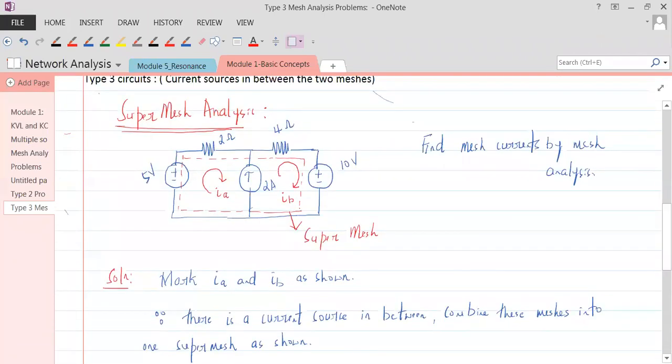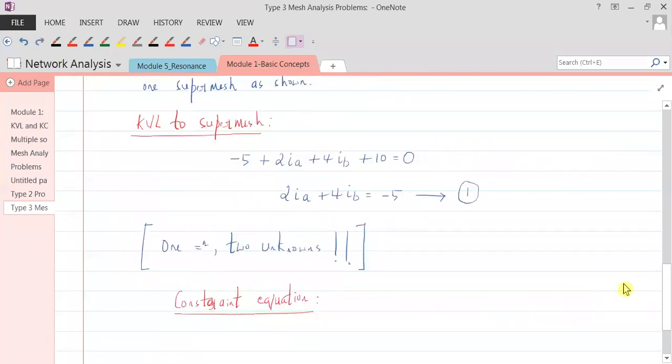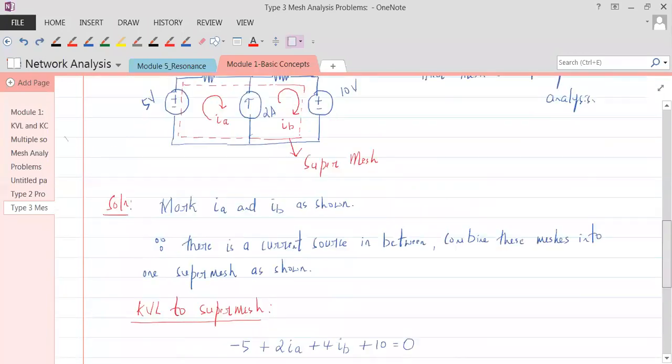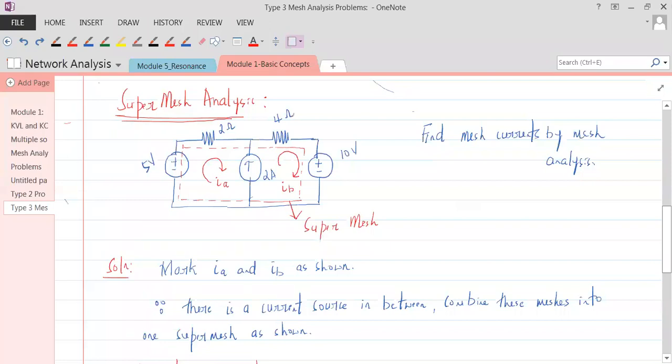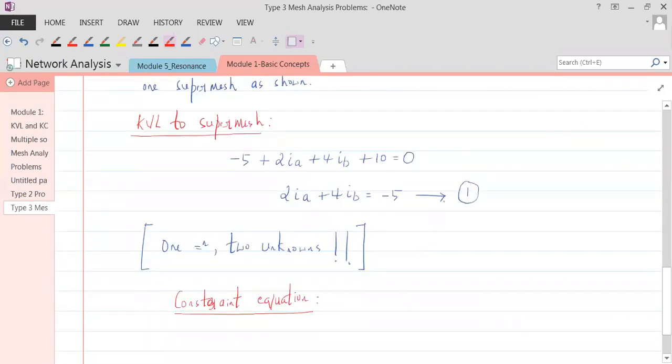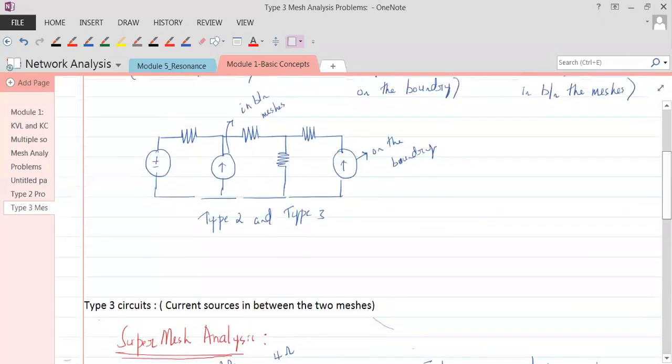So instead of writing IB minus IA, I'll write that here itself. What is the constraint equation? Let me write that constraint equation, it's creating some problems here. No problem, I'll do it. It's here, not this.